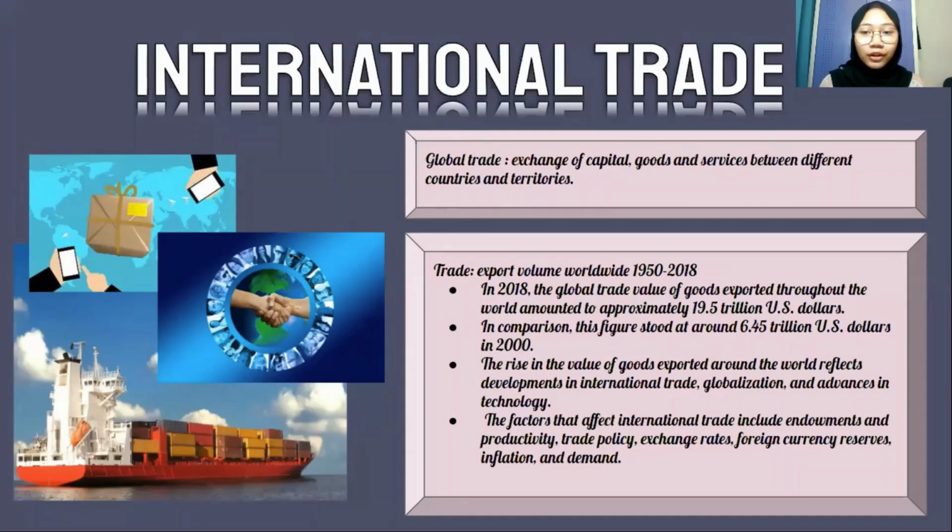So the rise in the value of goods exported around the world reflects developments in international trade, globalization, and advances in technology. The factors that affect international trade include endowments and productivity, trade policy, exchange rates, foreign currency reserves, inflation, and demand.